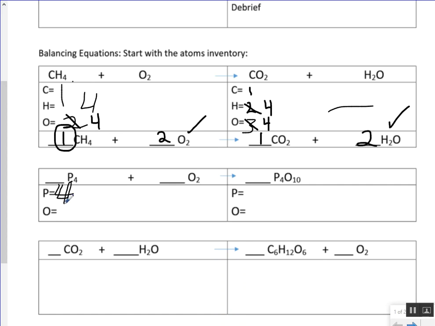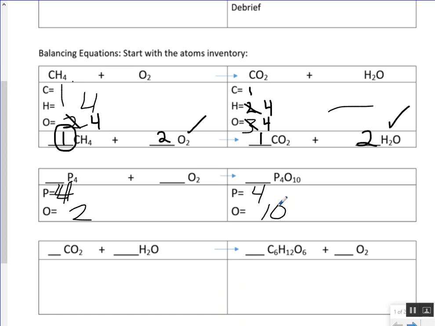Sorry, my computer's being funky. 4. All right, how many O's do I have? 2. Over here, how many P's do I have? 4. How many O's do I have? 10. Okay. So the P's look good on both sides, 4 and 4, but the O's are not so good. I've got 2 O's over here on the left, 10 on the right.